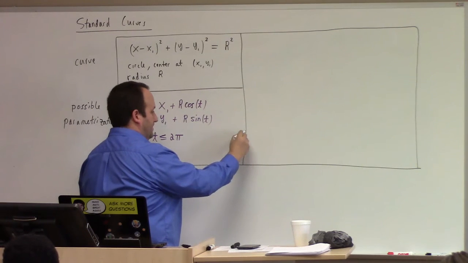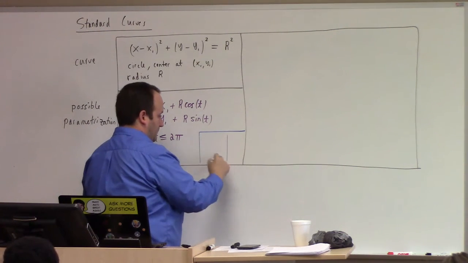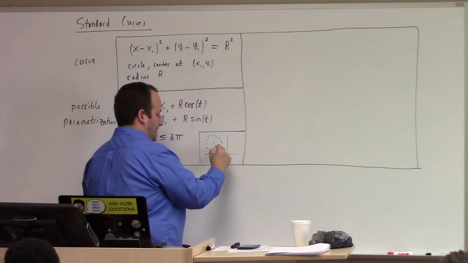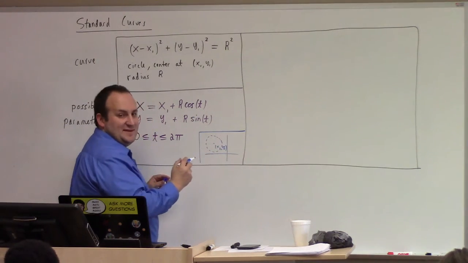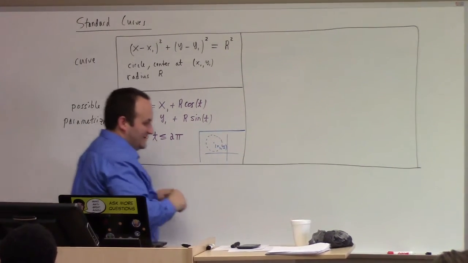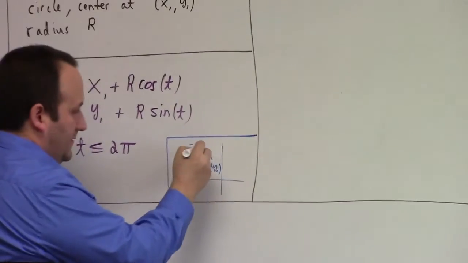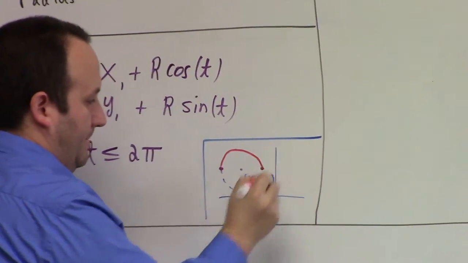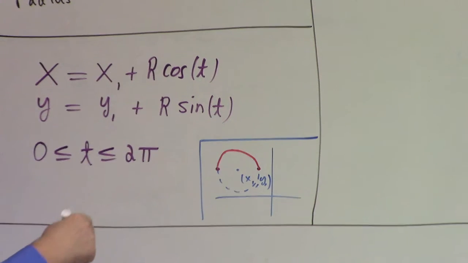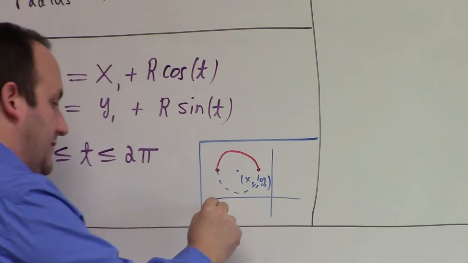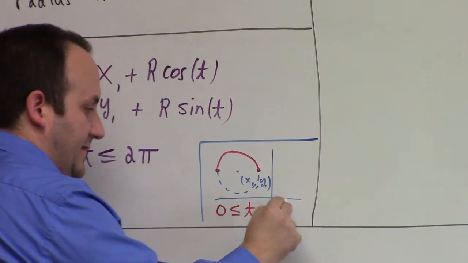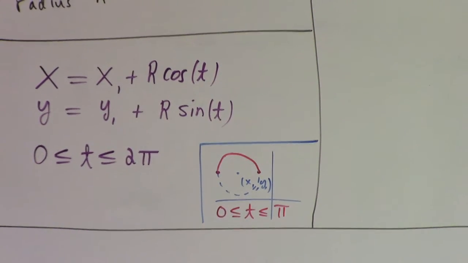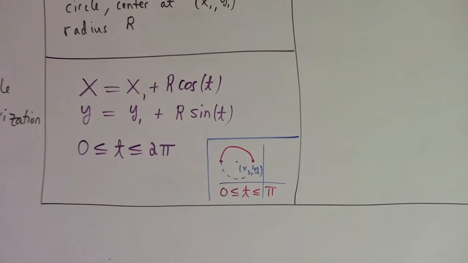What if I just wanted, you might have to zoom in on this, Nathan, what if I just wanted this piece of the circle? Then what should I do? I just limit the parameter domain: 0 less than or equal to t less than or equal to pi. And you can play these games to select any little part of the circle you want.